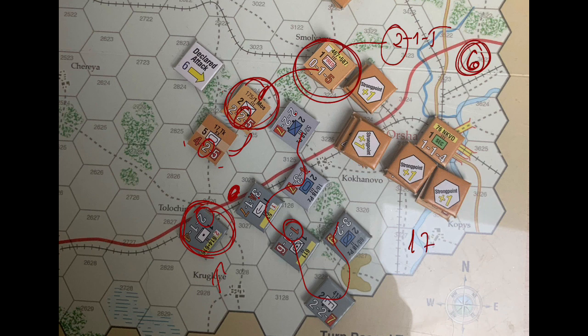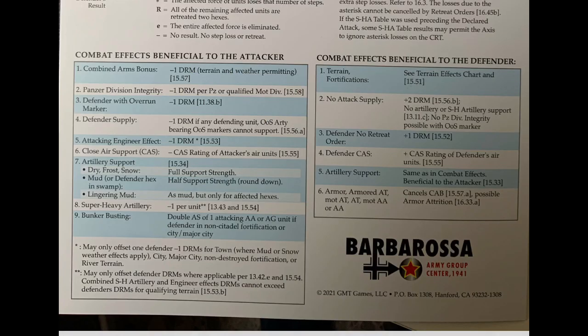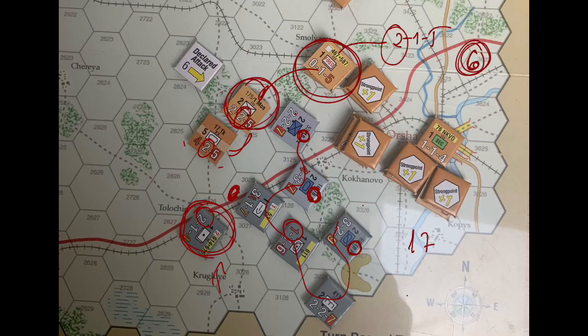Again, 17 to 6. But in this case, if you see these units, have a look at them, they all belong to the 18th Division. This is the Panzer unit. Then we have a motorized infantry unit and a reconnaissance unit from the same division. This means we can use the Panzer Division Integrity. So we can use this -1 die roll modifier. We cannot use the combined arms bonus because even if the terrain would permit, because it's clear terrain, there is an armored Soviet unit here, which is cancelling it. So that would be it in this case.